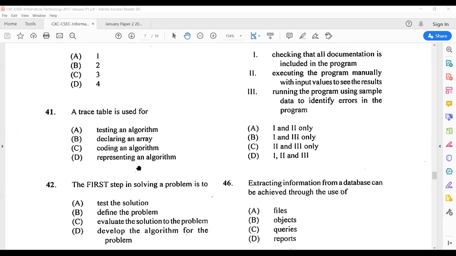All right, so let's move on to 41. A trace table is used for which one of those actions? Okay, so we have testing an algorithm, declaring an array, coding an algorithm, representing an algorithm. Now, if you remember when you all did the trace table for the SBA, the trace table was used to simulate the output, or simulate how your program would work. So you had to put input values and then go through how that will impact variables in your algorithm. So a trace table is used for A, testing an algorithm.